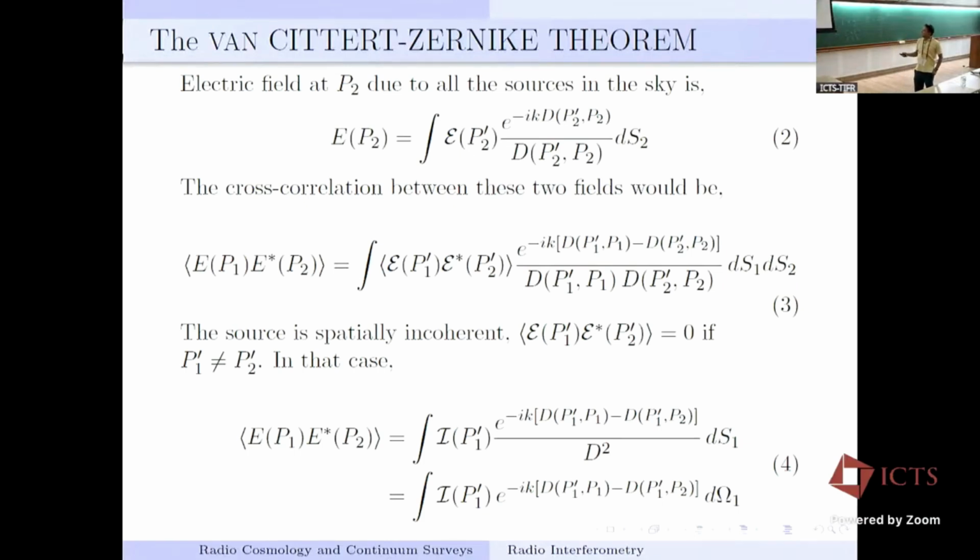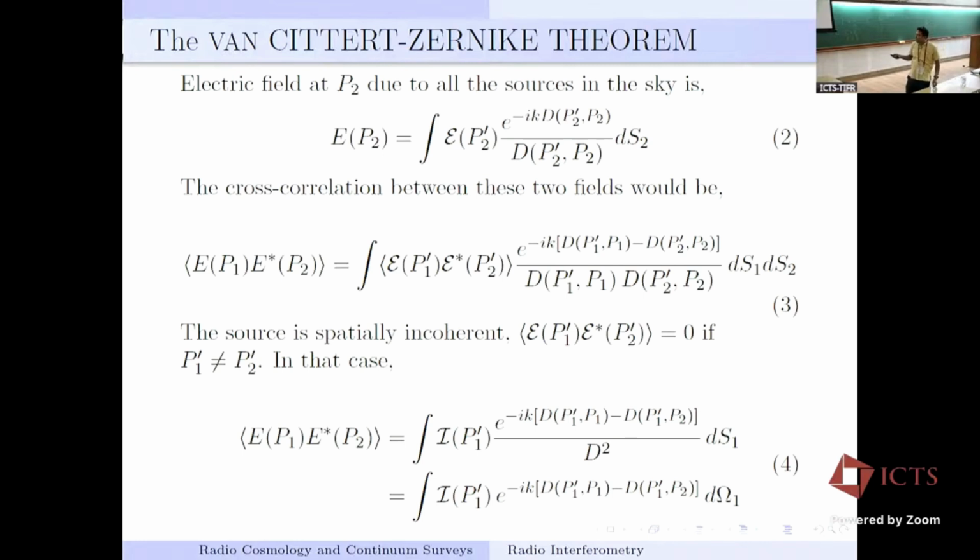Fine. Then what is E of P1 prime and E star of P1 prime? Remember, that is the intensity of that source, right? That electric field square. Electric field square is the intensity, correct? So it means this is basically I of P1 prime. Now you see we are getting somewhere.